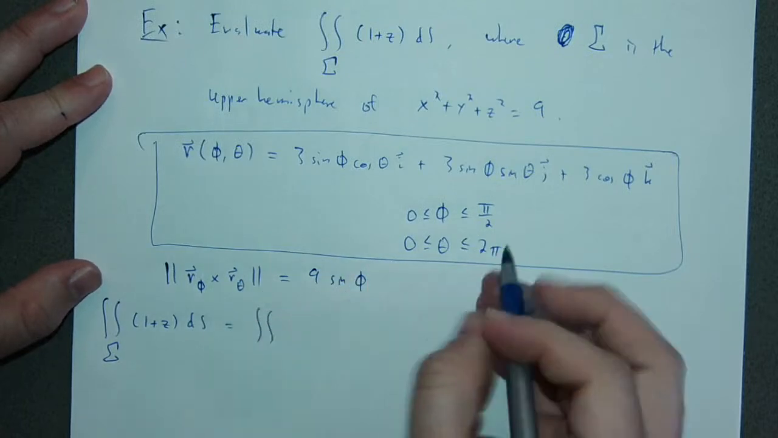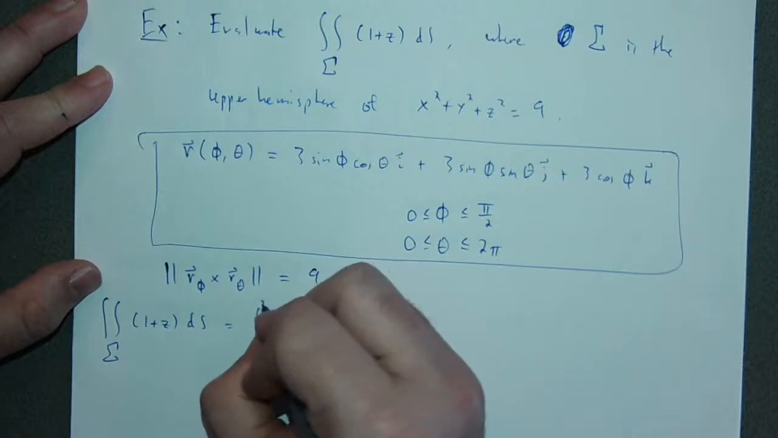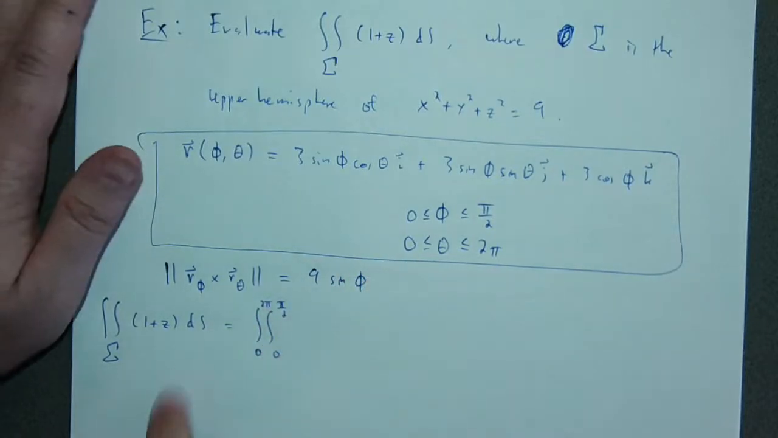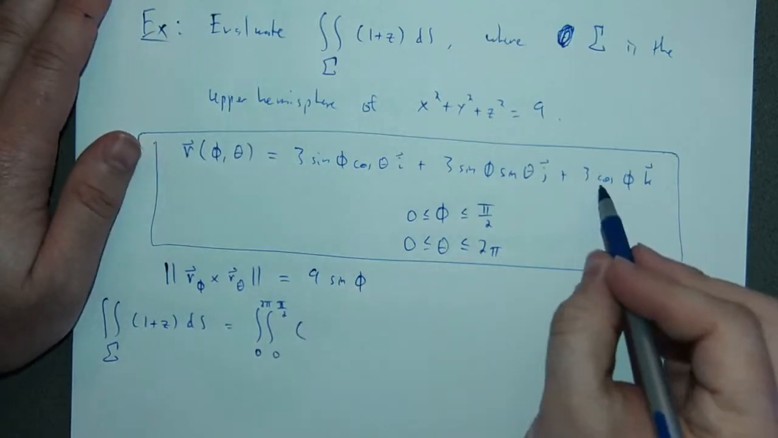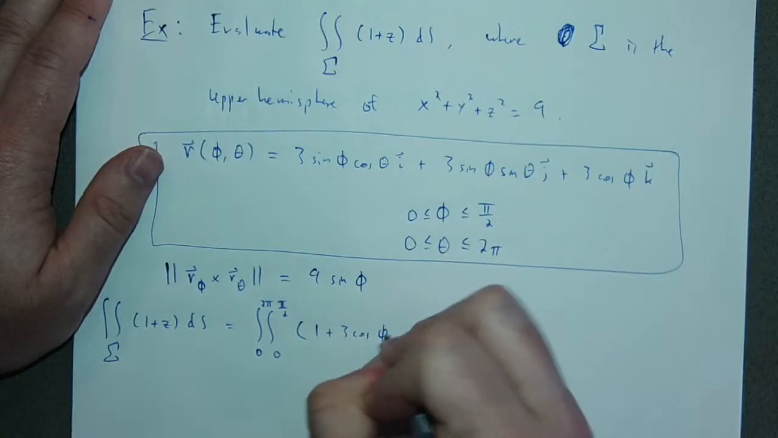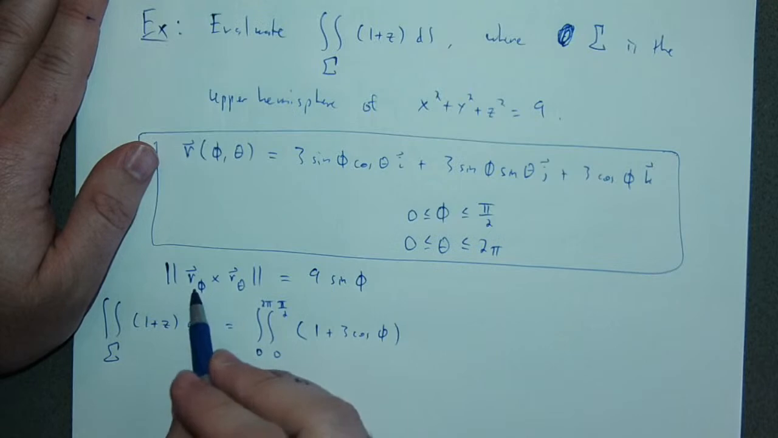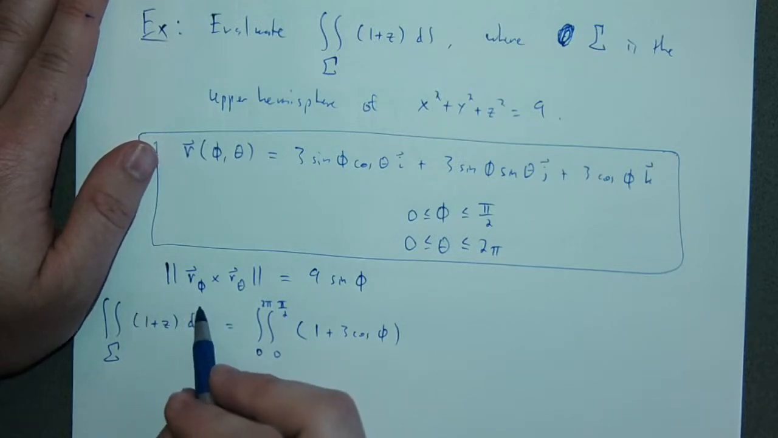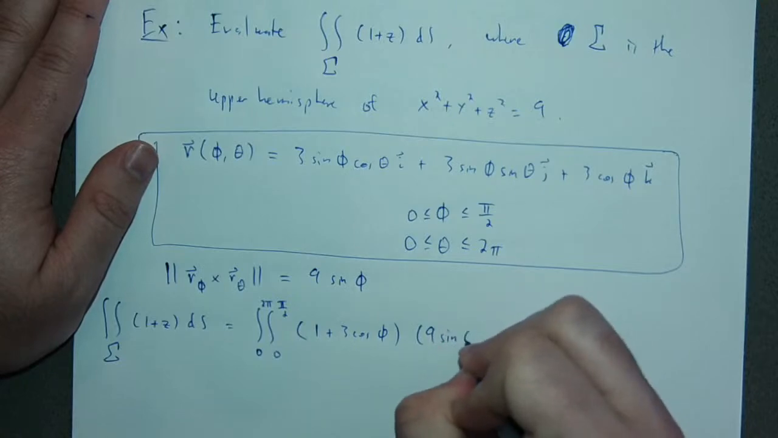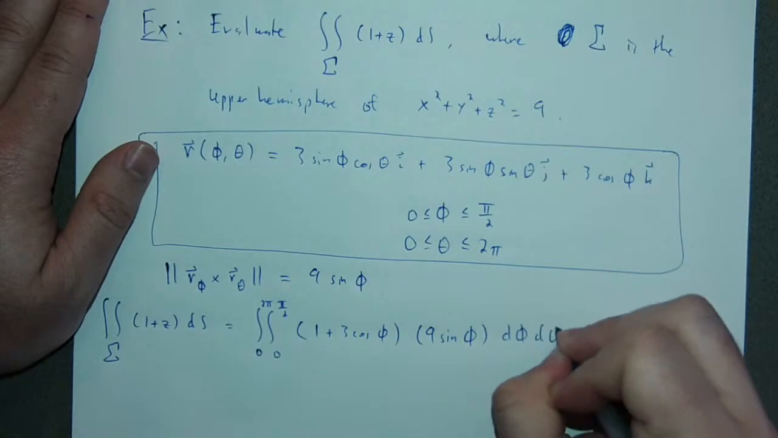to the double integral over r. I can just go ahead and write that in. So this is the integral from 0 to 2 pi, the integral from 0 to pi over 2 of 1 plus z. Z here is 3 cosine phi, so this is 1 plus 3 cosine phi times the length of r sub phi cross r sub theta. So this is times 9 sine phi, right, d phi d theta.